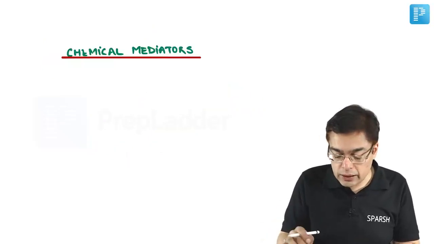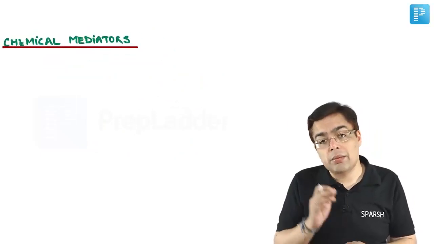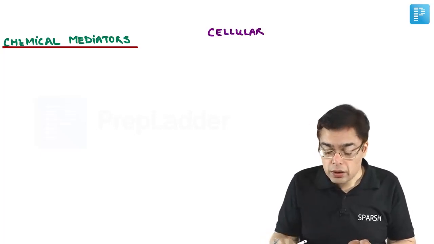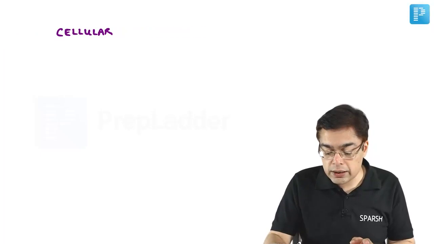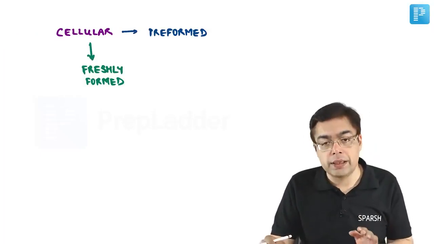Now, having said that, we come back to our discussion wherein we talk about the role that is going to be played by chemical mediators. The chemical mediators can be present either inside the cells or they can be present in the plasma. The moment we are going to be talking about the cell chemical mediators, they can either be examples of preformed or they can be examples of freshly formed mediators.